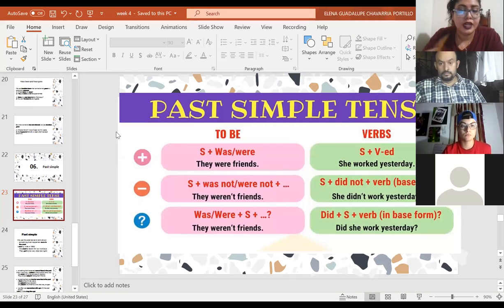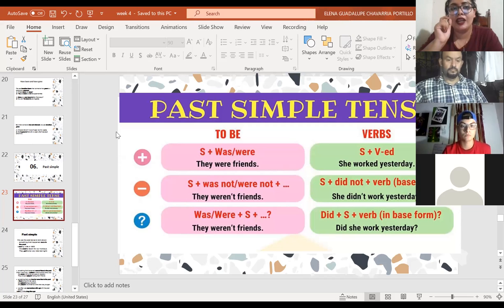Tampoco, si ustedes se fijan, sabemos que para la tercera persona we need to use the exception, the rule, the S, the letter S in the verb. But in this case, when we are using the auxiliary verb in past or in the form of the third person, we do not change the verb. In this case, we do not add the S at the end.